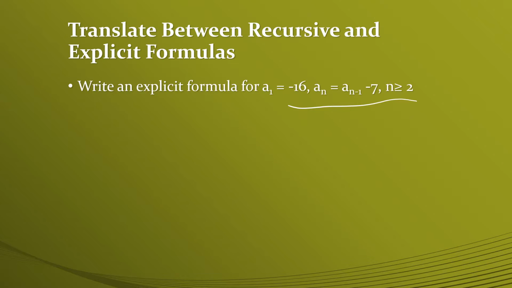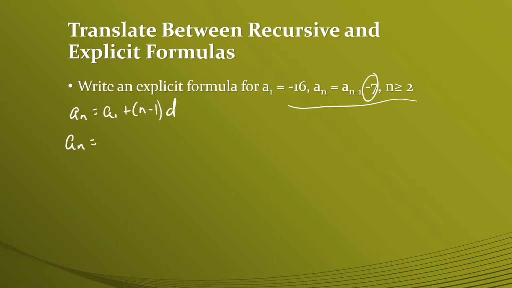Well, in order to do this, we need to drop back to, first off, let's look at a common difference here of negative 7. And we're going to use the formula for finding the nth term of an arithmetic sequence to get us where we need to go. And let me review that formula, which is an equals a1 plus n minus 1 times the common difference. Now let's substitute in what we know, and we're going to come up with an explicit formula.